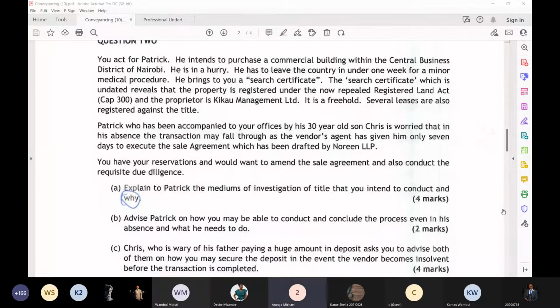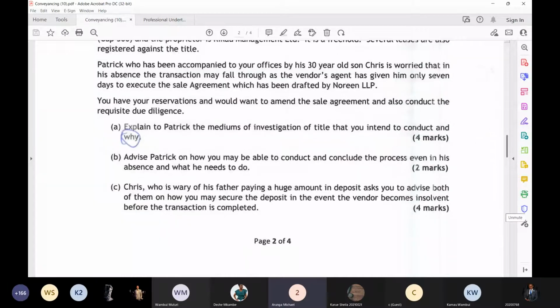B, advise Patrick on how you may be able to conduct and conclude the process even in his absence and what he needs to do. C, Chris, who is worried of his father paying a huge amount in deposit, asks you to advise both of them on how you may secure the deposit in the event the vendor becomes insolvent before the transaction is completed.